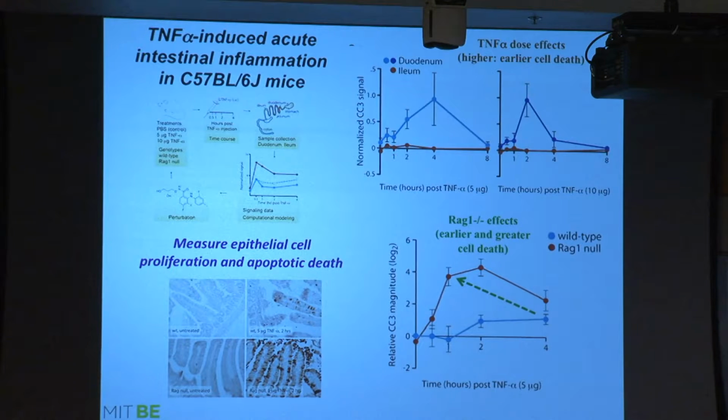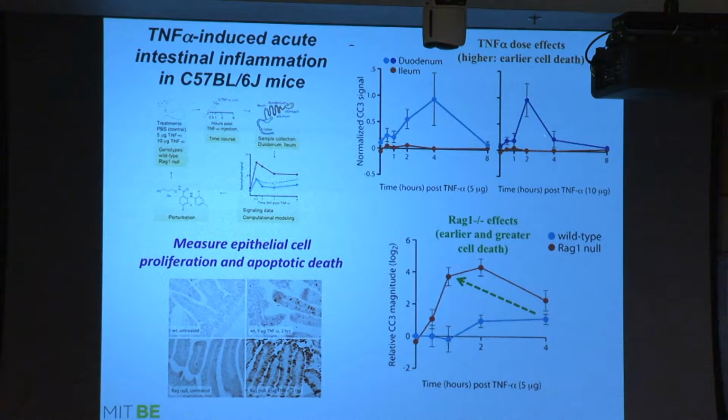So just to run through what some of the measurements look like. Under this cycle of genetic backgrounds, treatments, taking tissue at different time points, first thing measuring might be epithelial cell proliferation and apoptotic death. That's our surrogate for pathophysiology here. And you can see it by immunohistochemistry, what's happening with proliferation or apoptosis. You can quantify it by taking the tissue samples and see things like there's a dose response and time response.